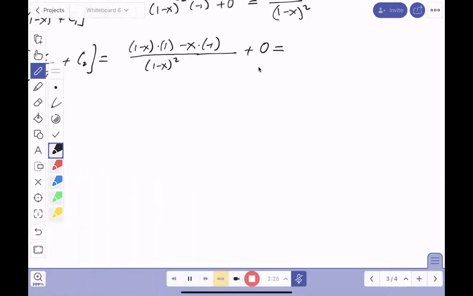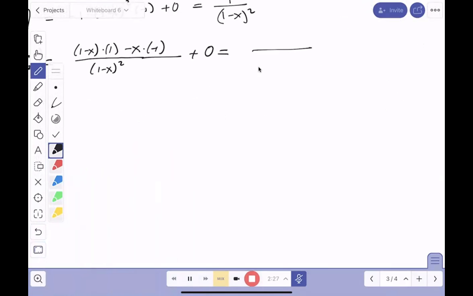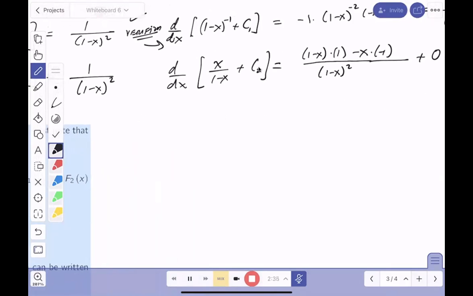Wow, this doesn't look like it's going to work out, does it? What's the bottom going to be? 1 minus x squared. What do you get on top? 1 minus x plus x, which is 1. Does it verify? It does. This also is verified. We did it over there.